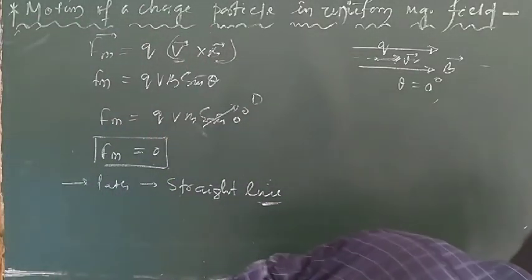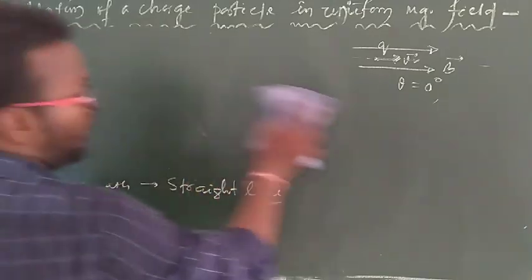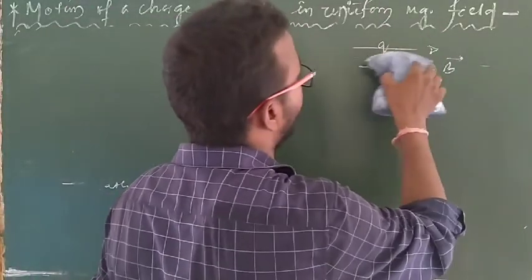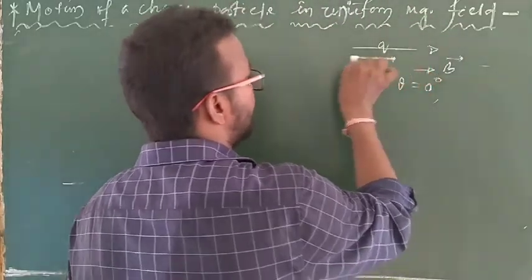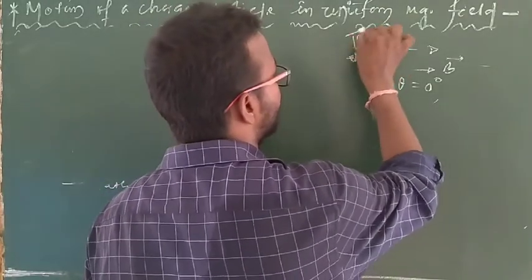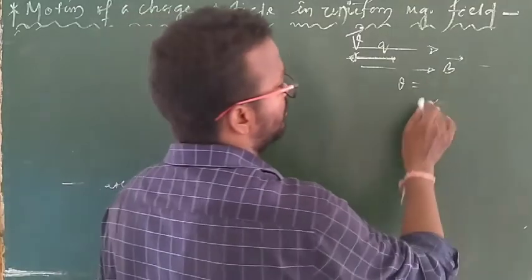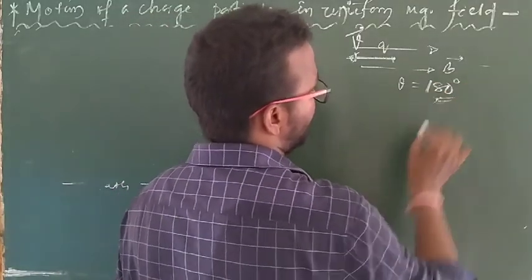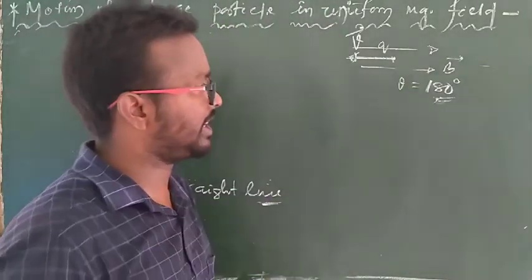Clear? Second case: if the charged particle is moving opposite to the direction of the magnetic field, suppose this is the direction of the magnetic field and this is the direction of the charged particle moving with initial velocity v inside the magnetic field, here theta equals 180 degrees. That means the direction of flow of charge is opposite to the direction of the magnetic field, so here theta equals, sorry, 180 degrees.